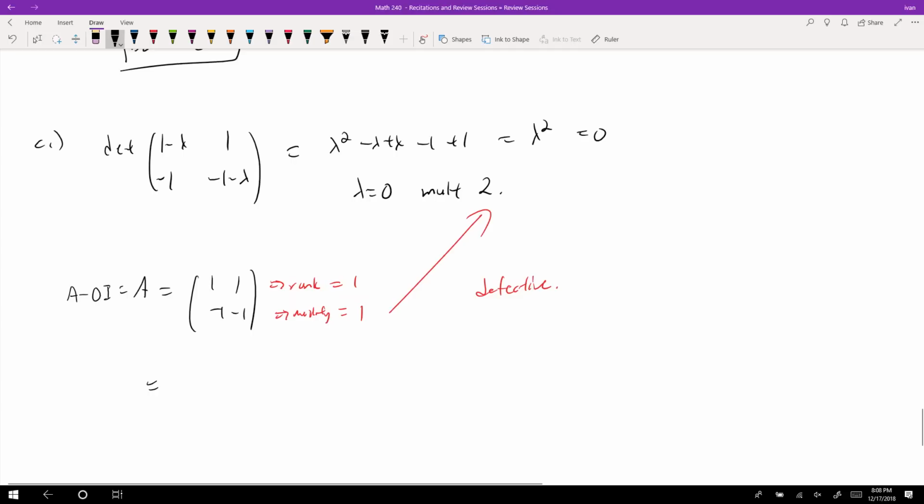So for a 2x2, if you square A minus 0I, this is really what it is, but that's just A squared. That gets you the zero matrix, right? In a 2x2 defective matrix, when you square it, you'll always get the zero matrix.